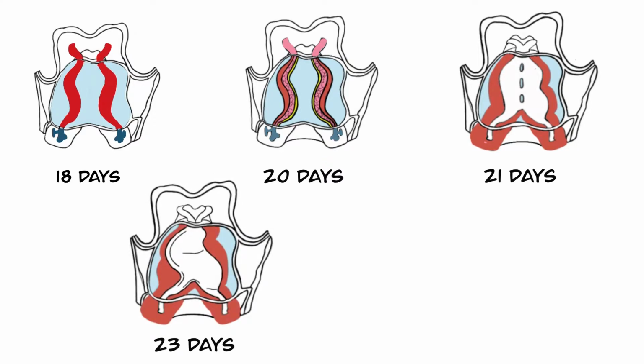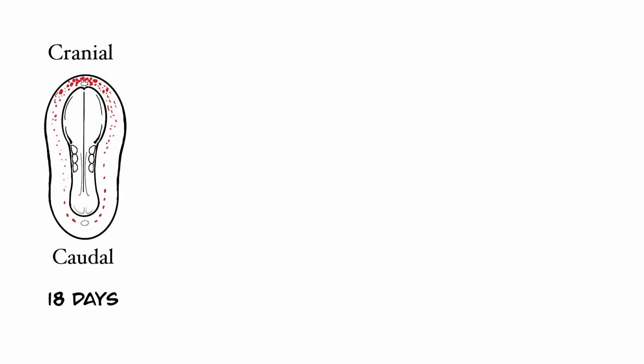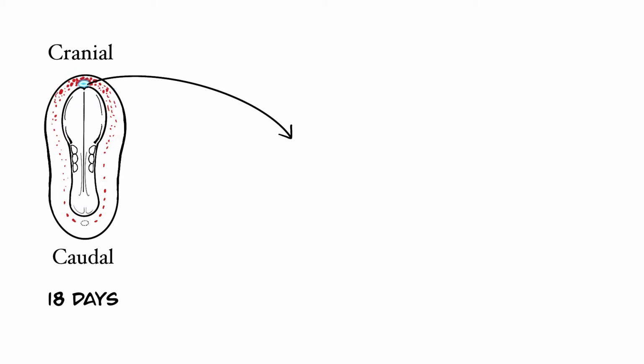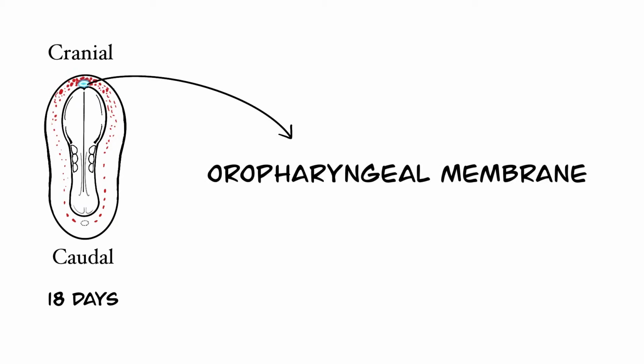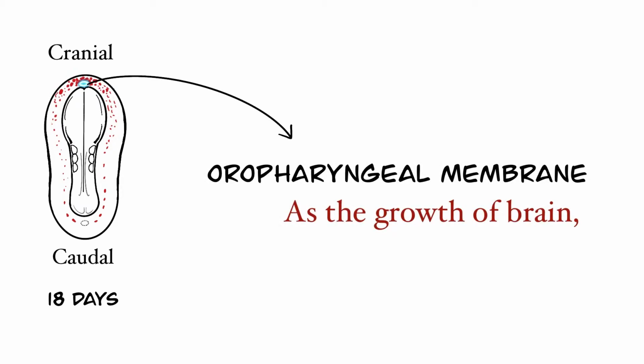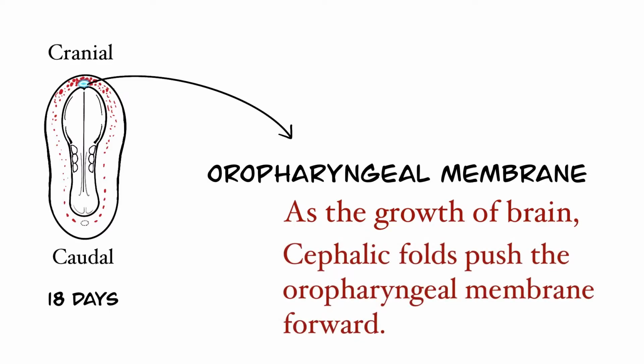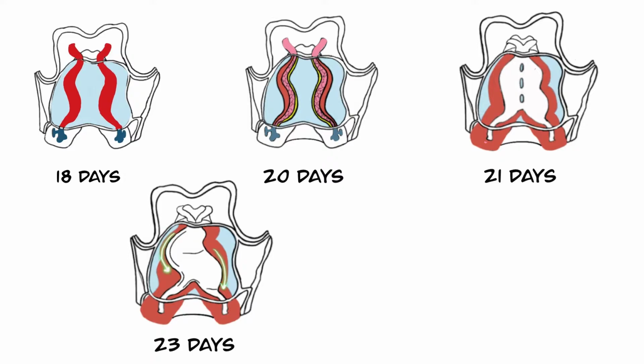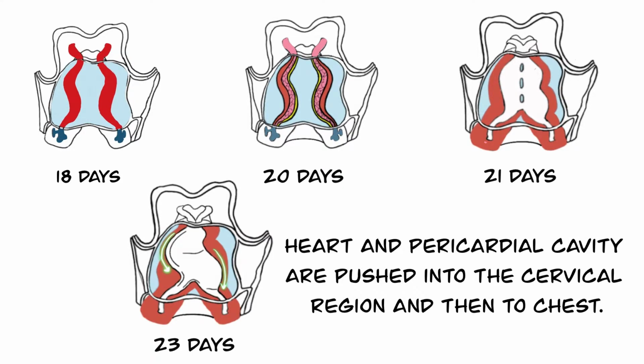Remember the embryo on the 18th day. Just anterior to central part of the cardiogenic zone, there is the oropharyngeal membrane. As the growth of the brain and cephalic folds push the oropharyngeal membrane forward, the heart and pericardial cavity are pushed to the cervical region, then to the chest.